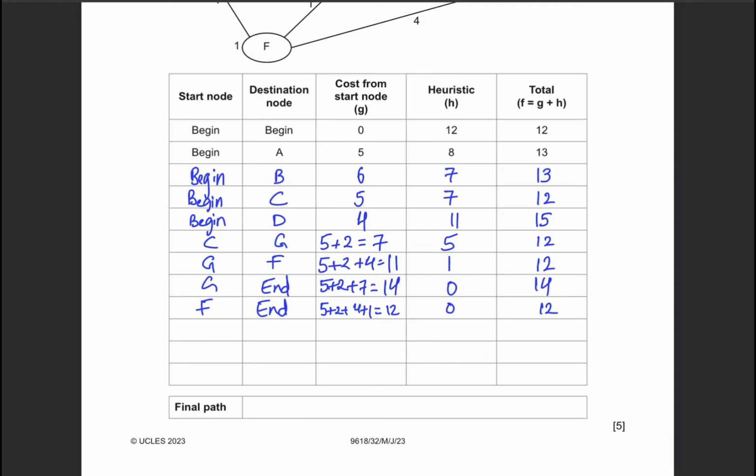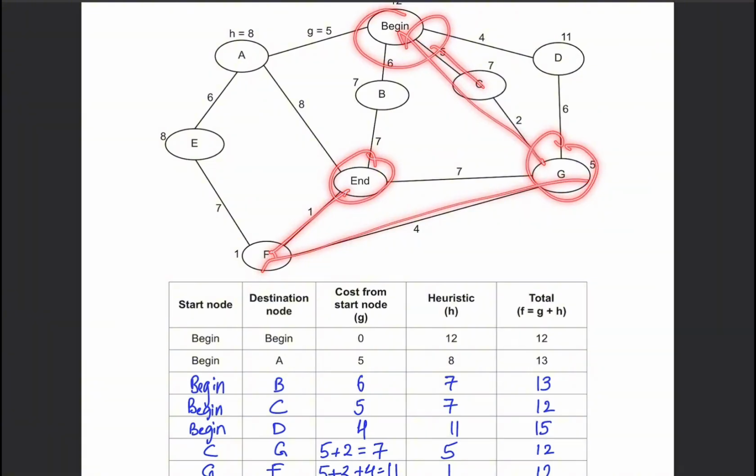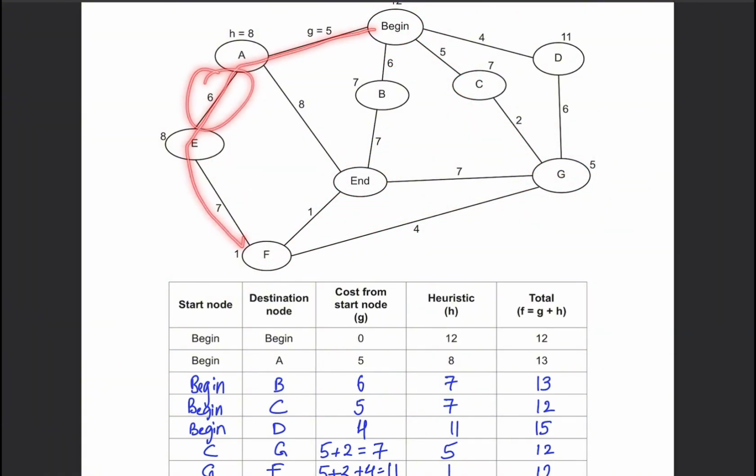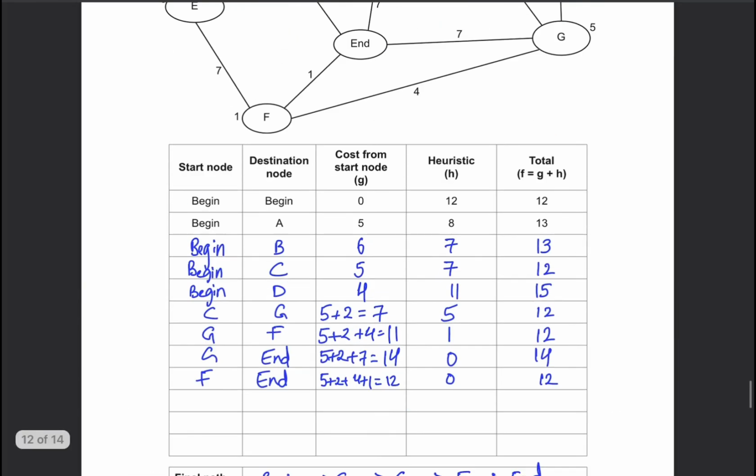Always take the shortest path. Shortest path will be from begin, C to G, G to F, and F to N. This is your shortest path. If you start calculating from here, you'll get bigger numbers. The A star algorithm always means shortest path. So your final path will be begin, then to C, C to G, G to F, and F till N. Pretty easy, 5 marks. Understand the question and do it.